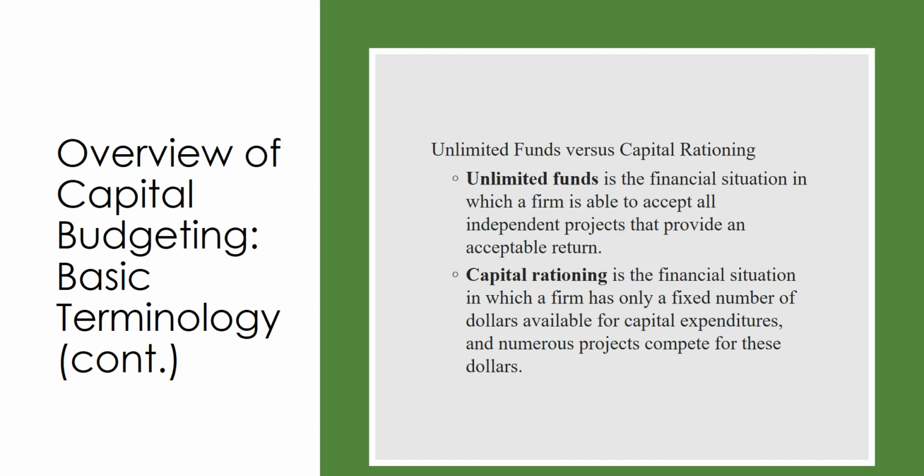Capital rationing is where a firm only has a set number of dollars to invest, and so they have different projects that are competing for these dollars, and they can't just accept every single project that comes across their desk that meets minimum criteria. Obviously, most firms operate under capital rationing. They only have a fixed number of dollars to invest and want to invest with the projects that have the highest, most stable returns.